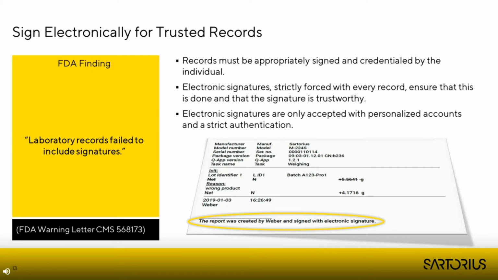I think the next violation is clear to understand. The records were not signed and therefore not assignable to an individual. And this can be prevented very easily if the system is forcing electronic signatures before a record is created. Together with very strict passwords and personalized user accounts, you then have a very proof and clear assignment to each record.